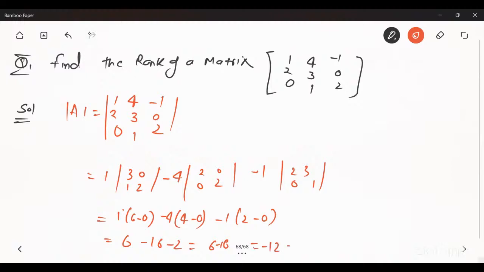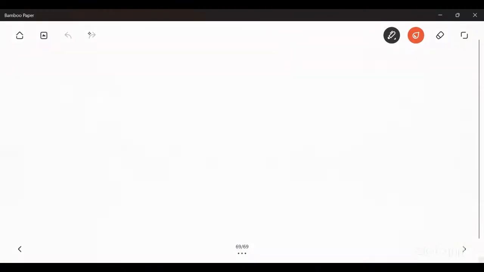Which does not equal 0. So that means the rank of matrix A is 3, because we get a 3 by 3 matrix whose determinant is not 0.